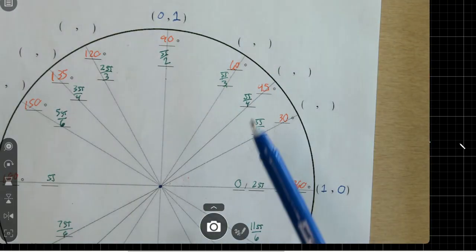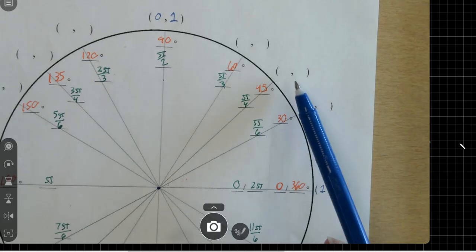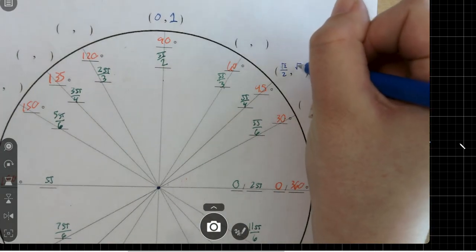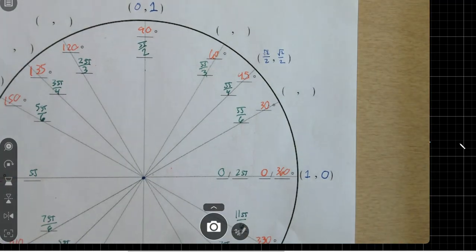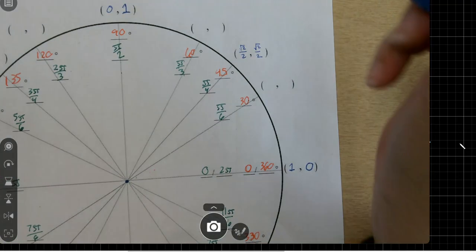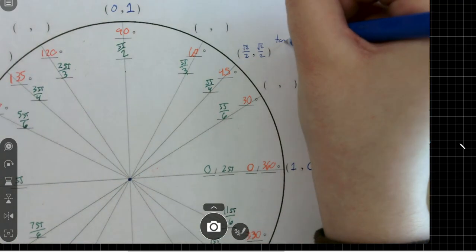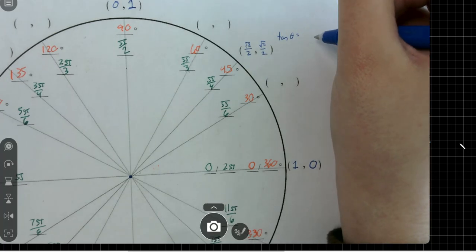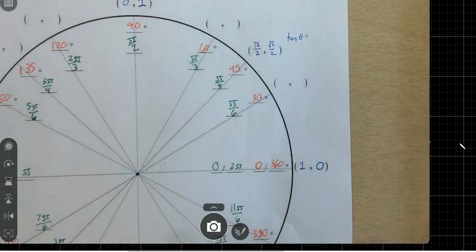Okay, so we're all at 45 degrees? Okay, so our coordinate point we said was square root of 2 divided by 2, square root of 2 divided by 2. What was my tangent at that time? At this point, what's tangent? Which equaled what at this point? 1.